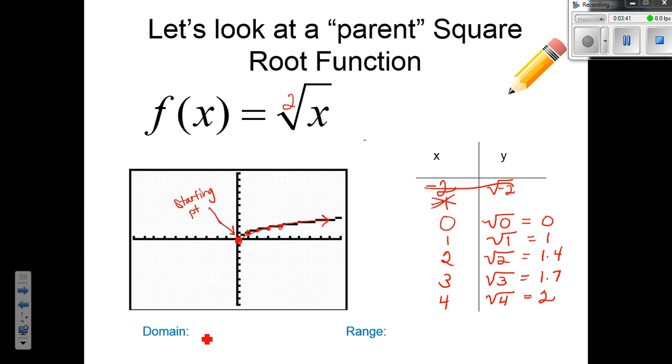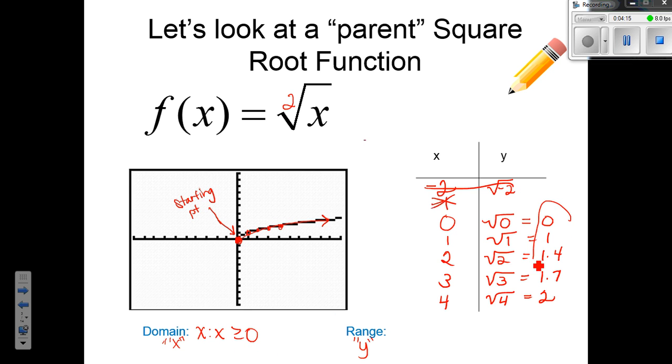Also, we need to discuss some domain and range. Now, if you know your starting point, that's really going to help you with your domain and range. So my domain has to do with my x values, and my range has to do with my y values. So if I look at my x value, my starting point is 0. What's happening to the graph beyond 0? The values are getting bigger. So my domain would be x such that x is greater than or equal to 0.